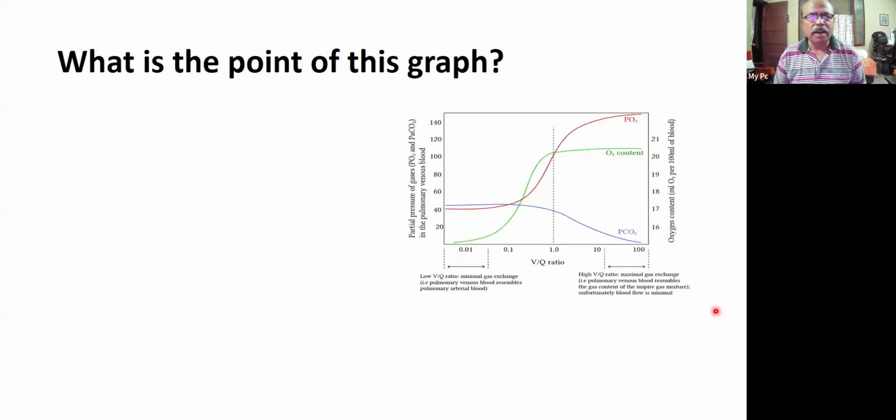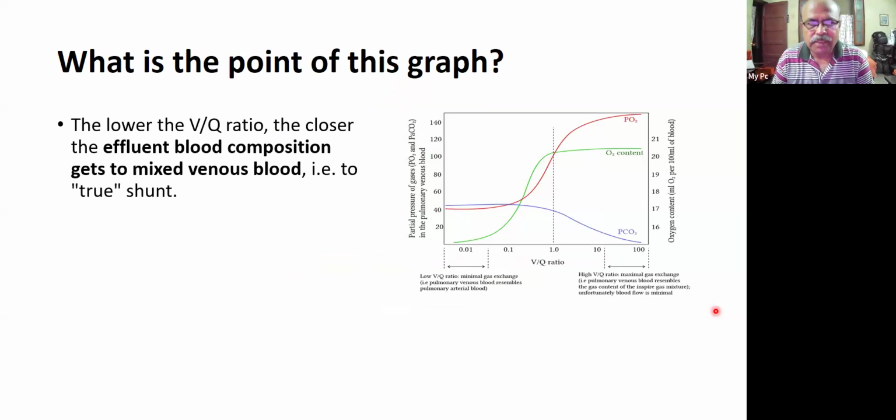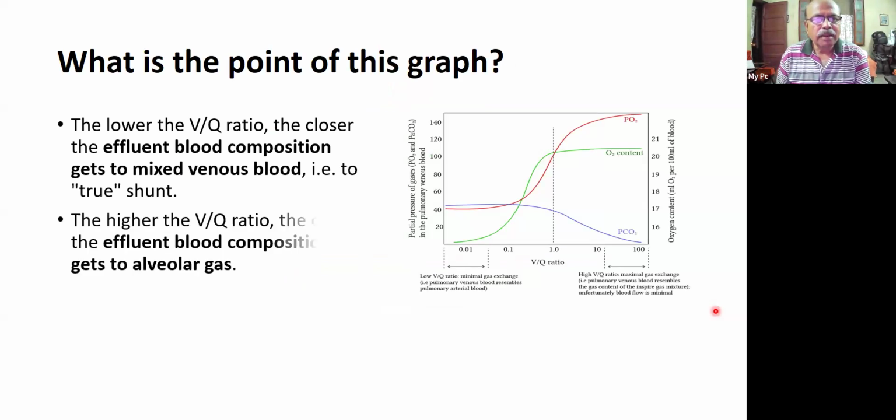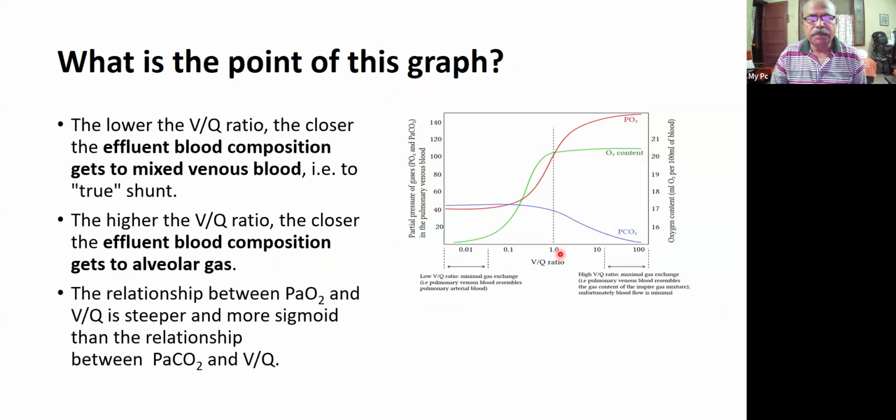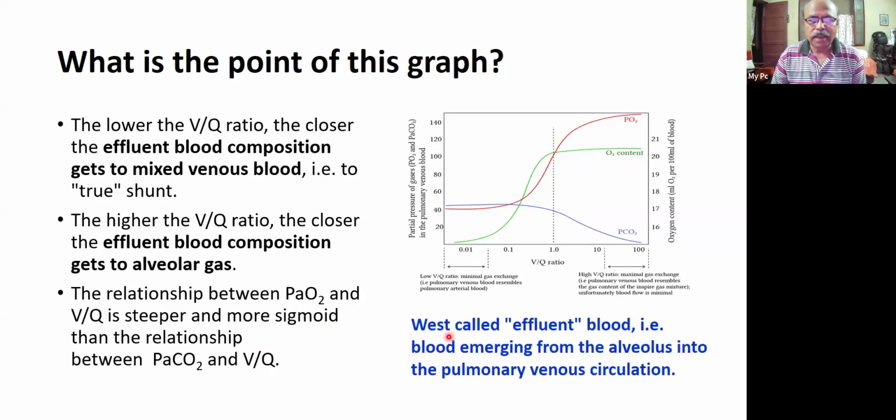So what's the point of this graph? In the lower VQ ratio region, the closer the effluent blood composition gets to the mixed venous blood, to the true shunt. And in the higher VQ region, the closer the effluent blood composition gets towards the alveolar gas composition. The relationship between the PaO2 and the VQ is steeper and more sigmoid than the relation between the PaCO2 and VQ.